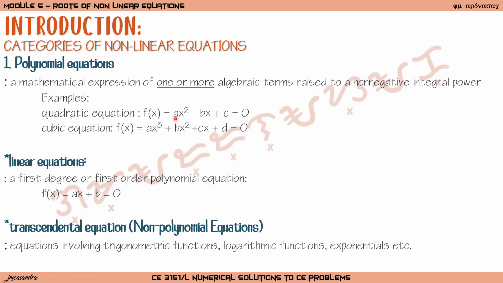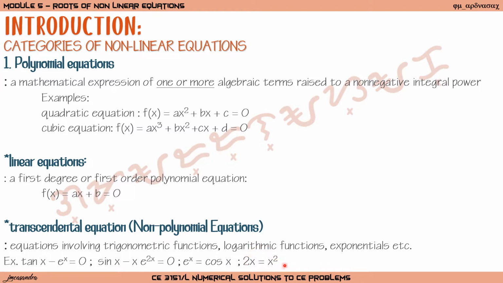So for example, ax raised to 2/3 is not a polynomial equation anymore, but instead is considered a non-polynomial equation. So examples of your transcendental or non-polynomials will be tangent of x minus e raised to x. So it involves trigonometric functions. So sine x minus x e raised to 2x equal to 0. E raised to x logarithmic function is equal to cosine x. 2x equal to x squared.